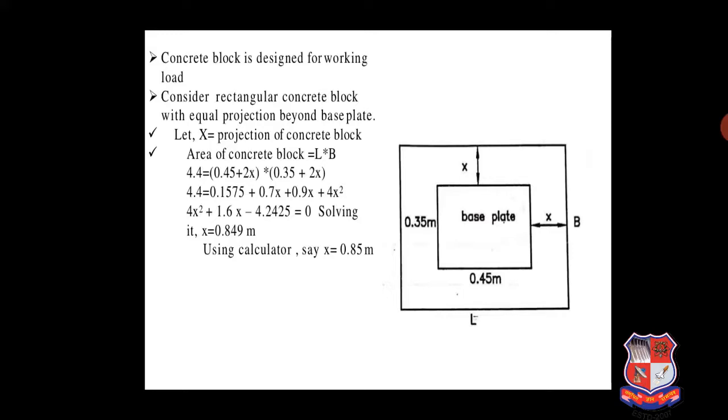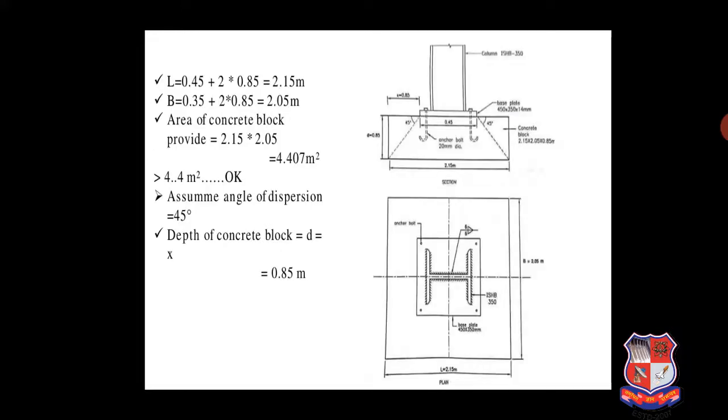It means 0.35 plus 2x. Converted into one equation of x square and solving this equation, you get two values of x, one positive and one negative, using x equals minus b plus or minus the square root of b square minus 4ac, over 2a. So x is calculated as 0.45 meter. Using the calculator you can also directly solve this equation and find the value of x. Now put the value of x in the L and B equations. So finally we found L is equal to 2.15 meter and B is equal to 2.05 meter.